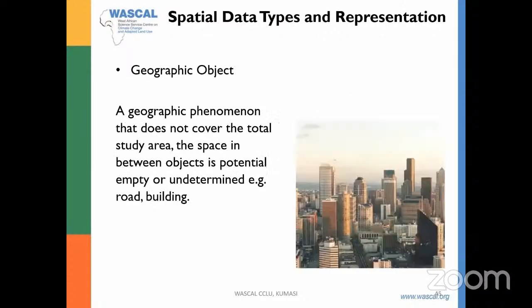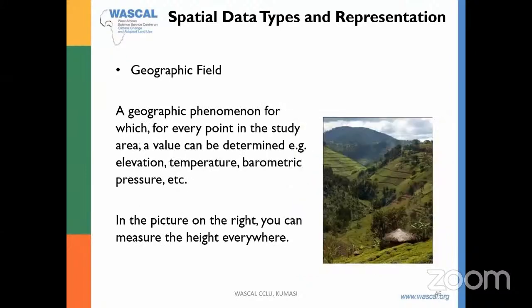Geographic objects are mostly objects or entities that do not cover the entire study area. There are some spaces in between, which are potentially empty or undetermined. Some examples are roads and buildings. At some point, a road doesn't continue to all other places within a study area. We have its limit, we have the boundary, so we can determine the width and also the length of the road. Outside the road, the spaces are potentially empty or undetermined. So these are called geographic objects. They have definite boundaries that can be determined or measured.